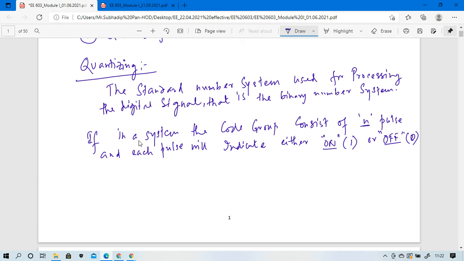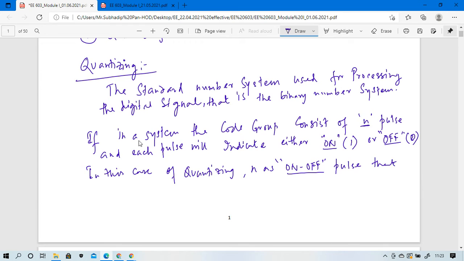So in this case of quantizing, we will consider n as an on-off pulse, which can be represented as 2 to the power n amplitude levels, or we can say 2 to the power n output states of a particular system.